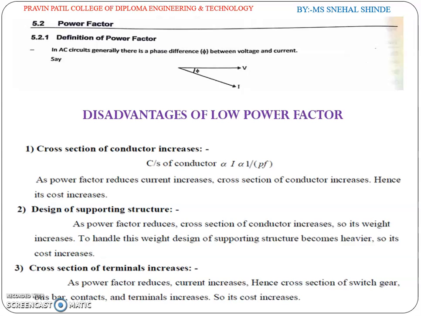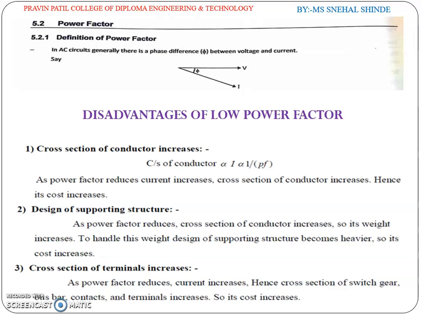Design of the supporting structure. As the power factor reduces, the cross section of the conductor increases, so its weight increases. To handle this weight, the design of the supporting structure becomes heavier, so its cost increases.